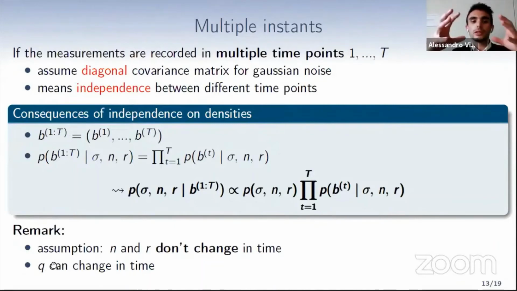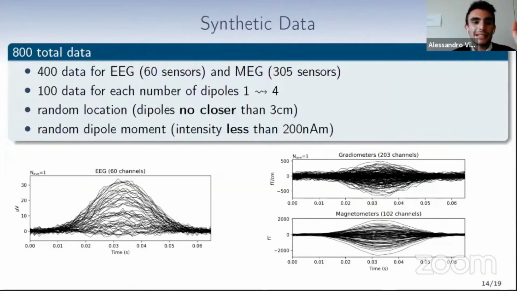So during the measurement, the point is always the same. It can change only the intensity of the active sources in the brain. Okay. Now we can relax and see some synthetic data, some numerical results.